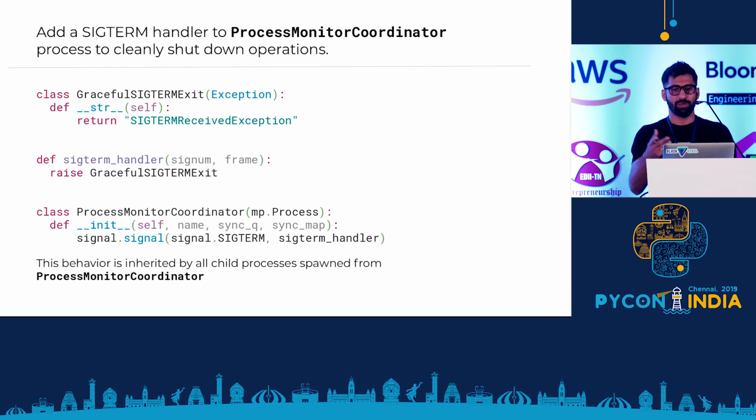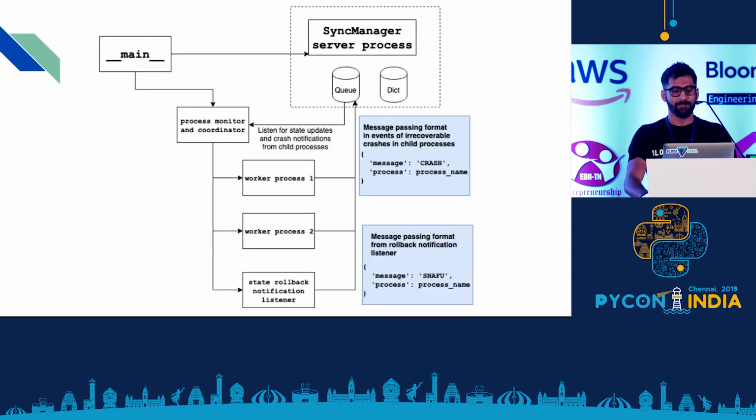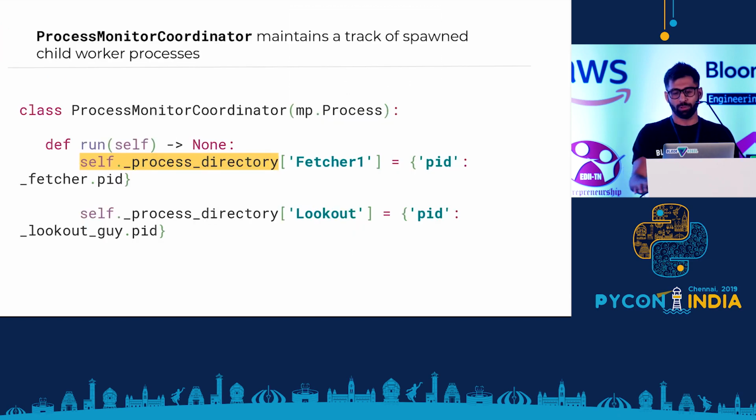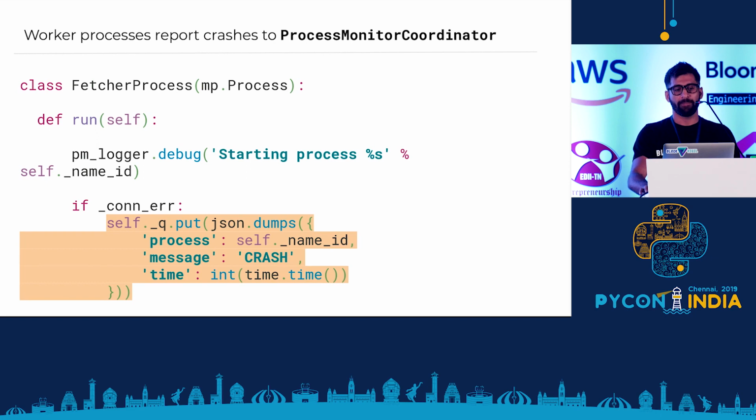And just as a side note, you should be adding more handlers, SIGTERM, SIGKILL also, if possible. You definitely should. And this behavior gets inherited by all child processes spawned from this coordinator, like this. Just to give you once more a quick look, this is how it happens to work together. I maintain a track of spawned child worker processes in a process directory. And this is how we report crashes.